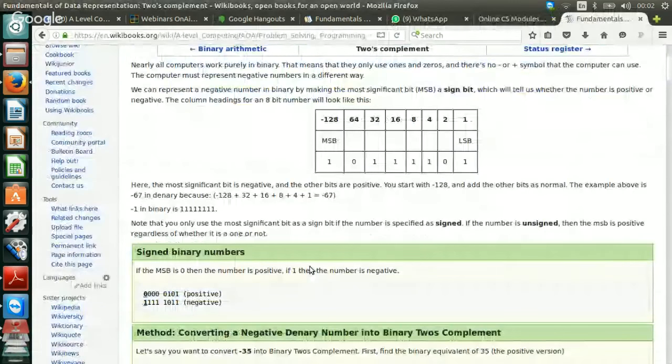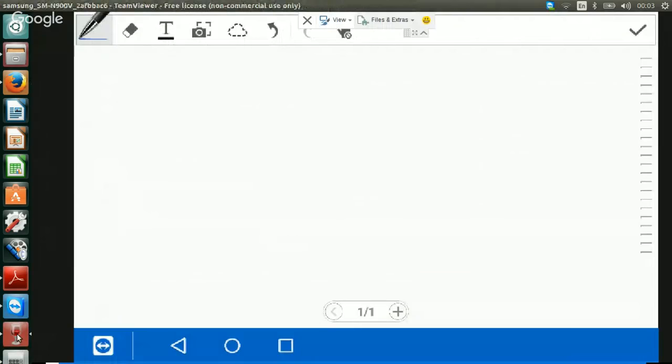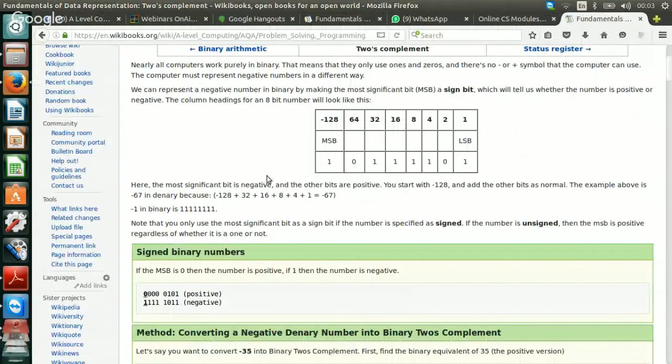Okay, so we have a negative number and we need to convert it into its decimal equivalent. That's pretty easy. There is more than one method of doing that. Let me, that is 1 0 1 1 1 1 0 1.